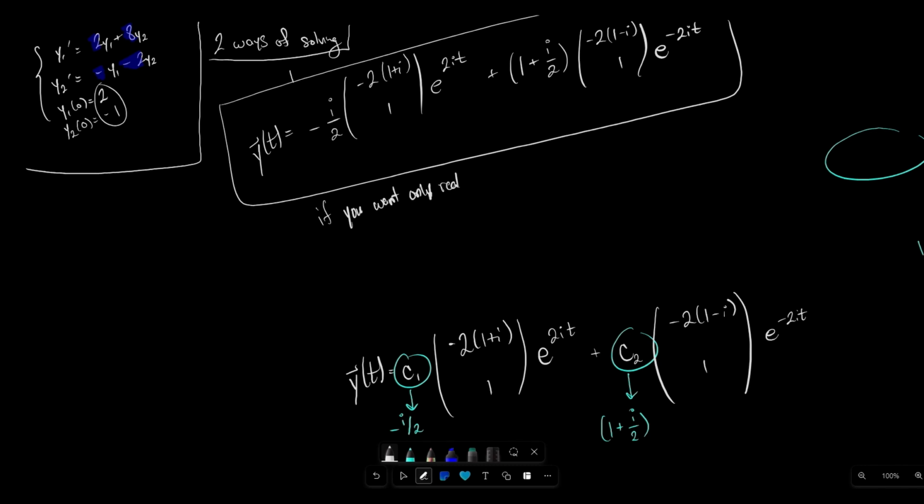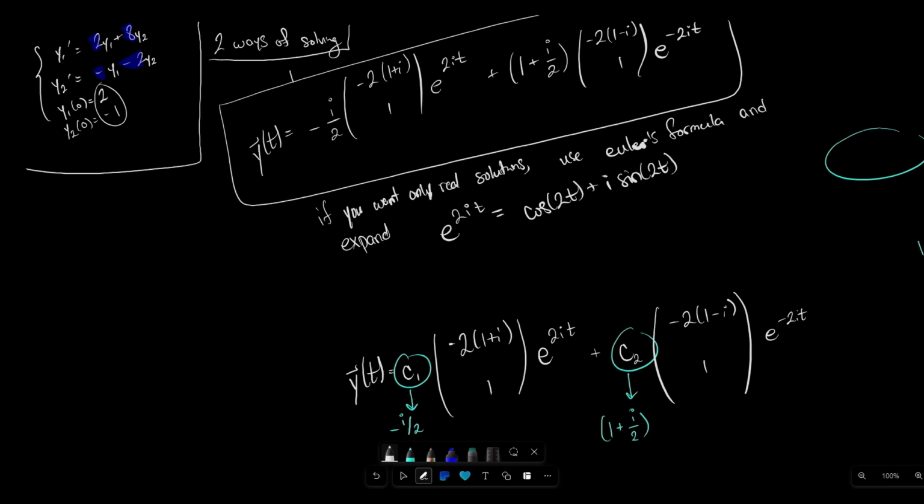only real solutions, use Euler's formula and expand. e to the 2it by Euler's formula is cosine of 2t plus i sine of 2t. So both of those exponentials can turn into those sorts of cosines and sines. Expand everything out, you'll notice all the i's cancel, and you get the actual solution, which is a real solution. So that's one way of solving it.